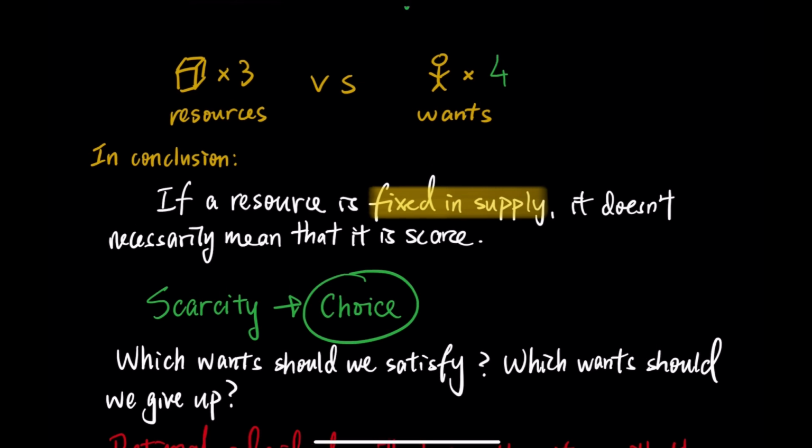Now, some people may ask, do rich people also face the problem of scarcity? The answer is yes. Both poor and rich people face the problem of scarcity. Everybody faces this problem. Having a ton of money doesn't necessarily entail that you're able to satisfy all of your wants. Realistically speaking, this is impossible.